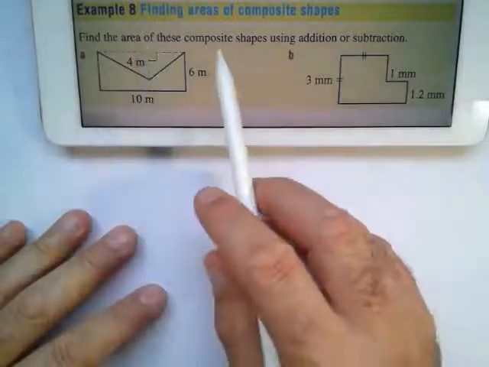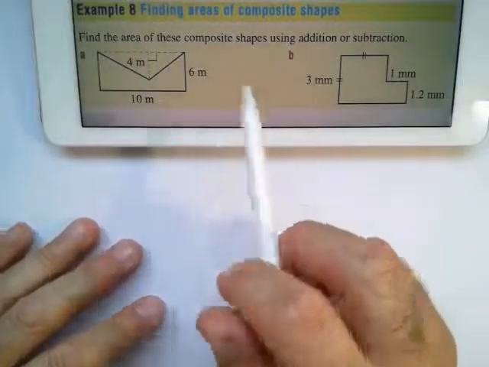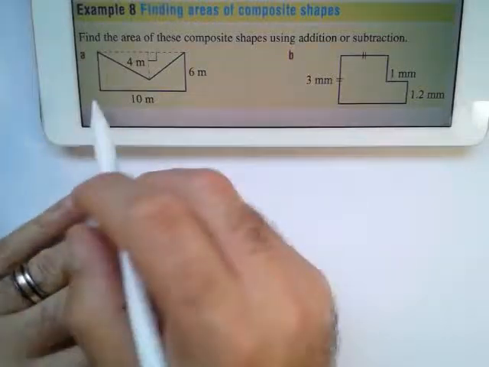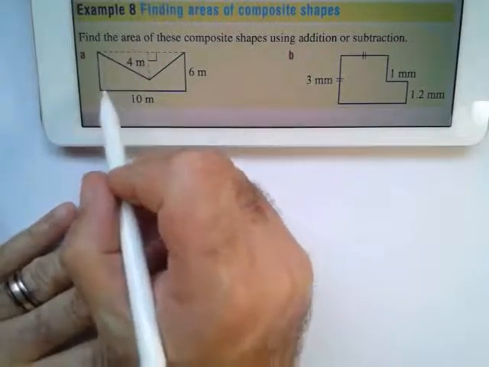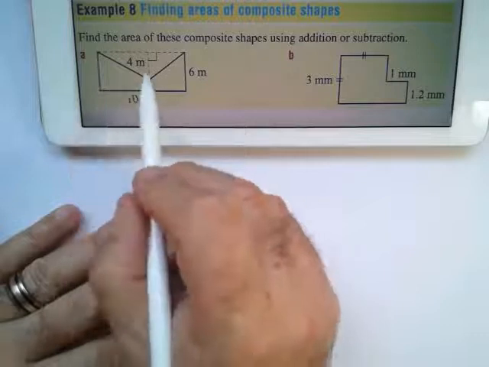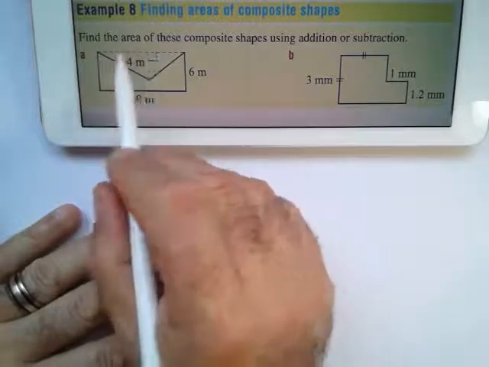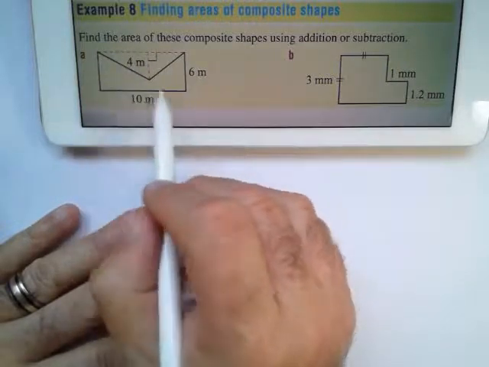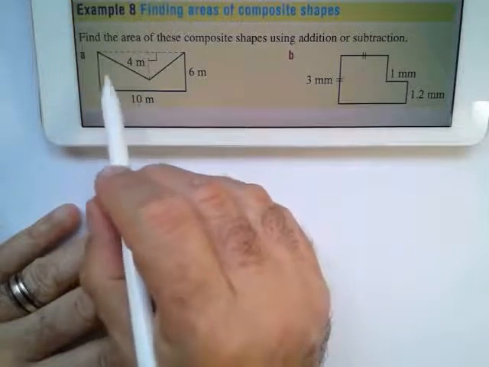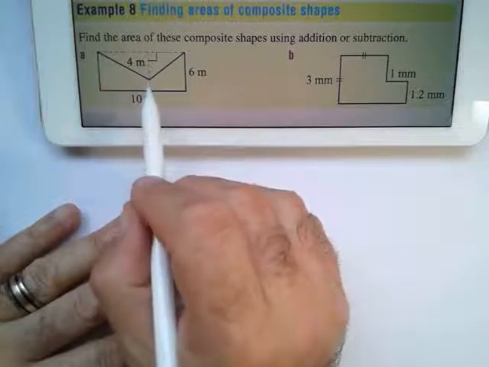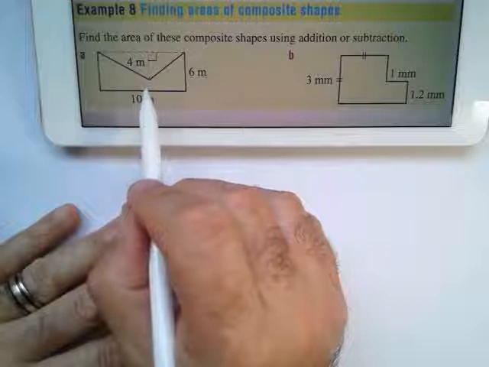Find the area of these composite shapes using addition or subtraction. So in A, which is the harder one I think, what I see is that I have a triangle over here and I have this other shape here. It's going to be very hard to break the shape up into two parts that I can just add.